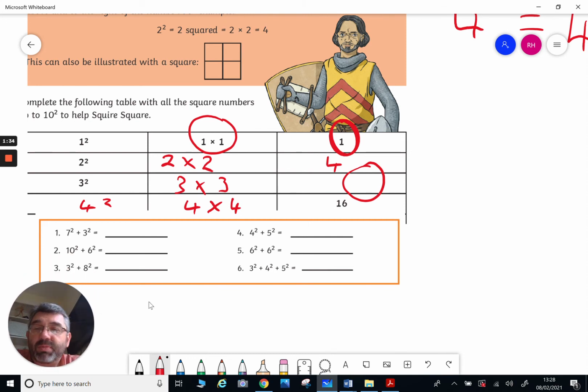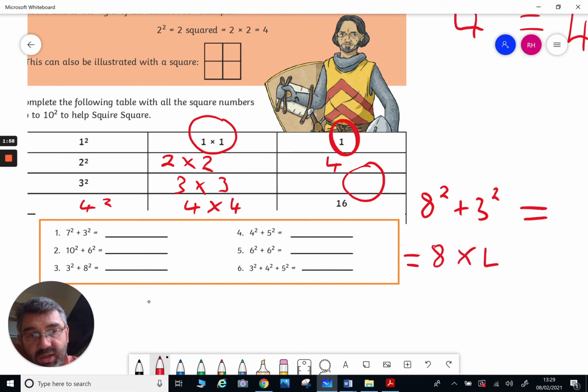Right. The next part then, to the bottom of the sheet, is you've got some square numbers and you need to work out what they're equivalent to and then add them up. So, for instance, we do an example. If I were to take 8 squared, add 3 squared, well, if I put my equal sign here, I'll do my workings underneath because I've got room. So 8 squared, 8 eights are 64. So you're doing this 8 times 8.